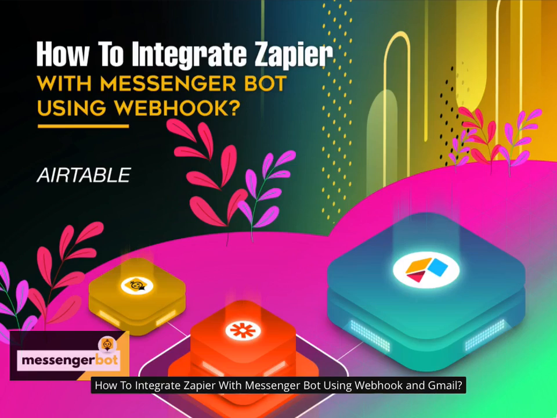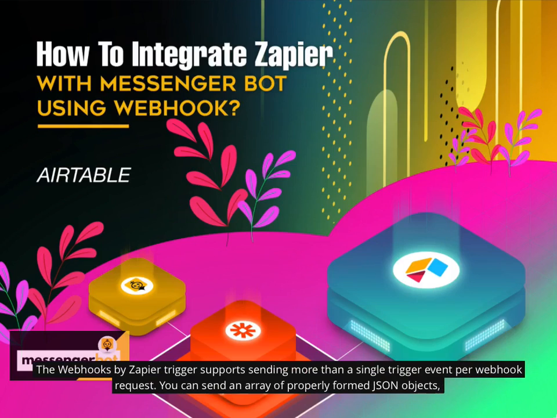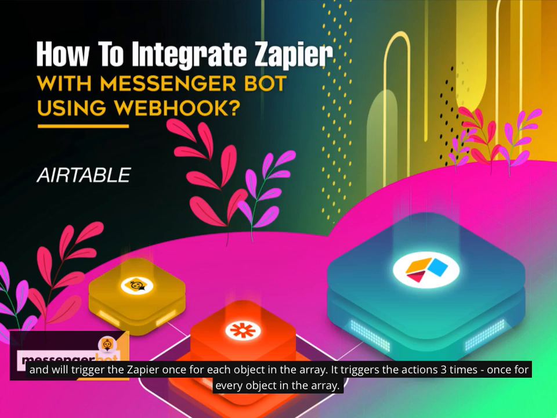How to integrate Zapier with MessengerBot using Webhook and Gmail. The Webhook by Zapier trigger supports sending more than a single trigger event per Webhook request. You can send an array of properly formed JSON objects, and will trigger the Zap once for each object in the array. It triggers the actions 3 times, once for every object in the array.